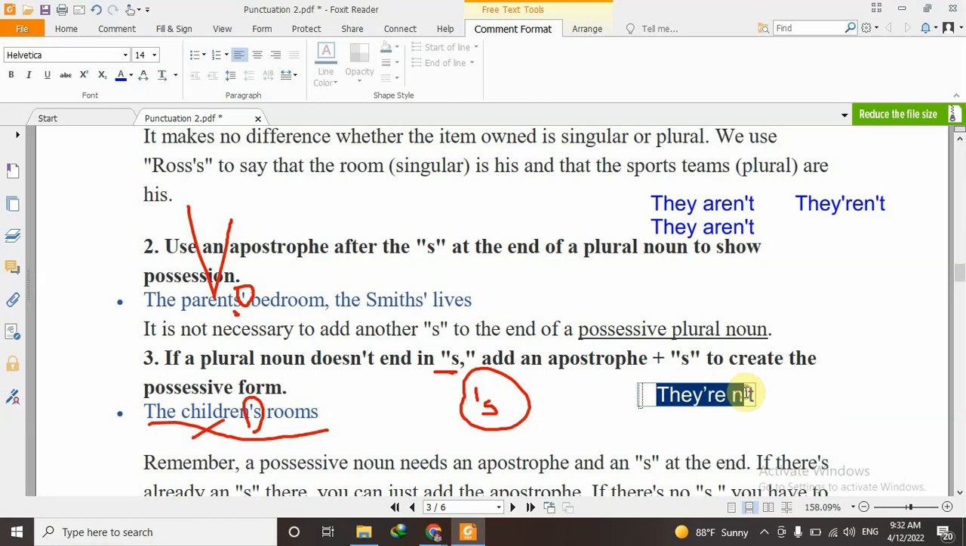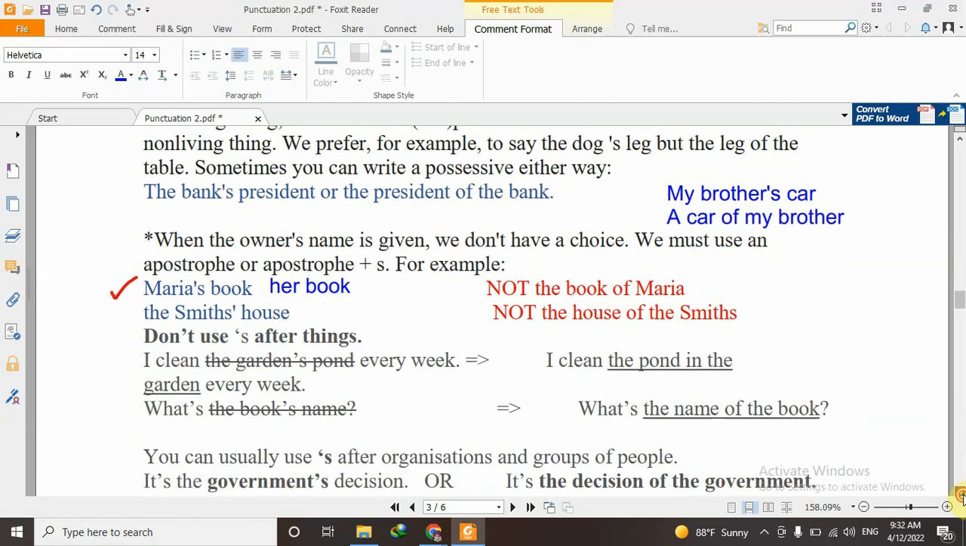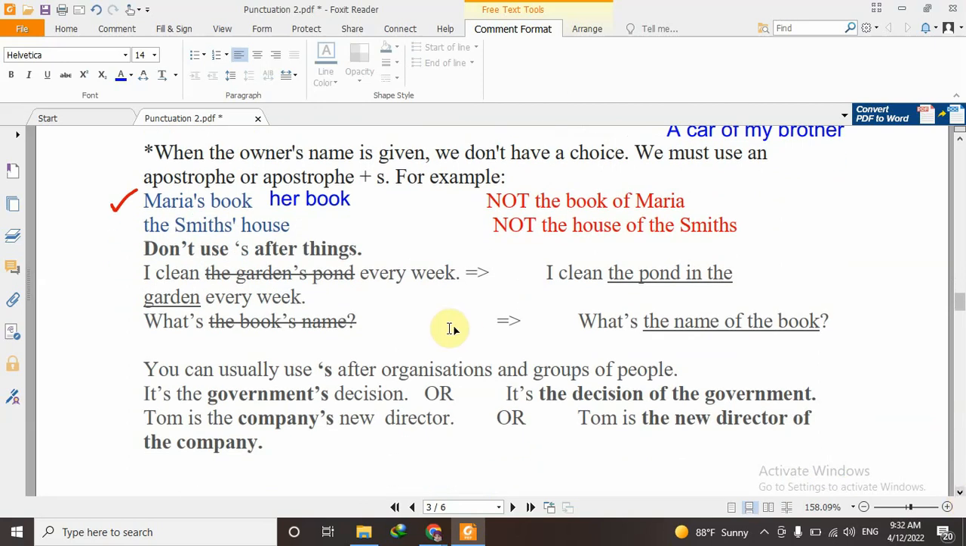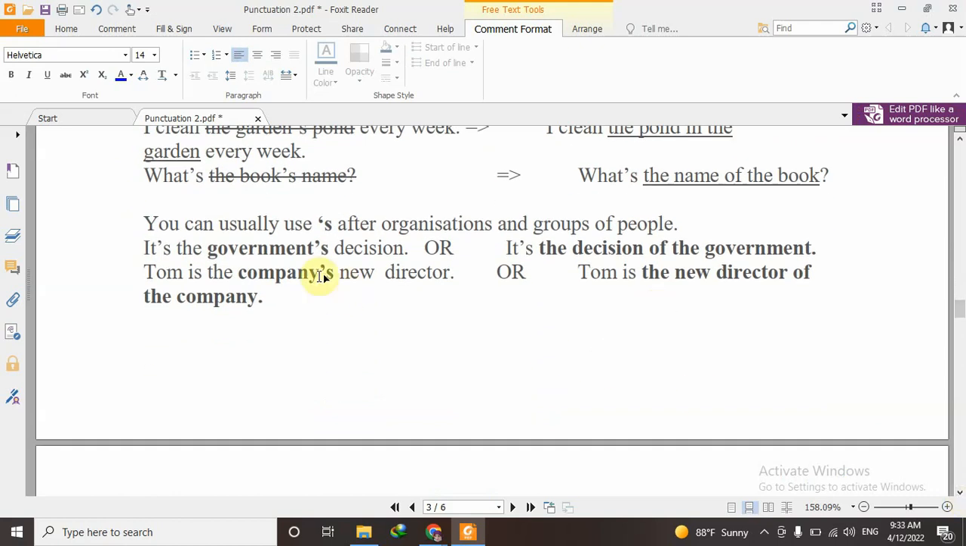Now, let's go back to the rules. As I said, I cannot say, within two non-living things like this one, what is the book's name? This is wrong. You have to say what is the name of the book. Why? Because you are adding a non-living thing to another non-living thing. Whereas within organizations and a group of people, you can use both of them.